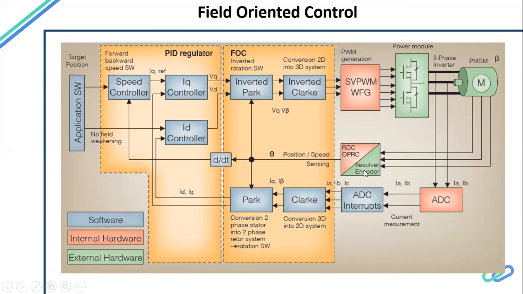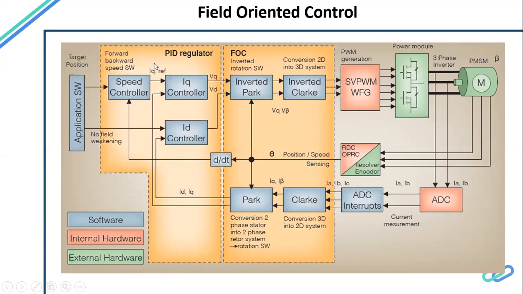So what we need is one resolver or encoder. We mostly use a resolver because of its sturdy nature. And then we have current measurements here, and the angle. So this is the angle and current, and we have a position loop, a speed loop, and a current loop. Okay, so this is what we can also call the torque loop. Say, the current loop is a torque loop.